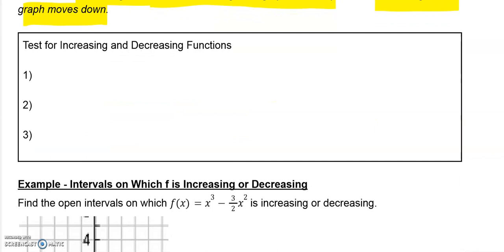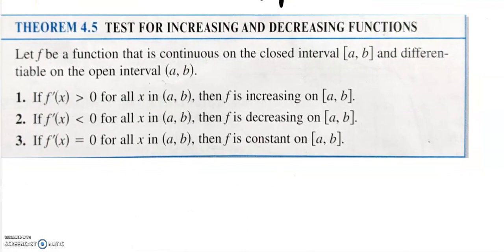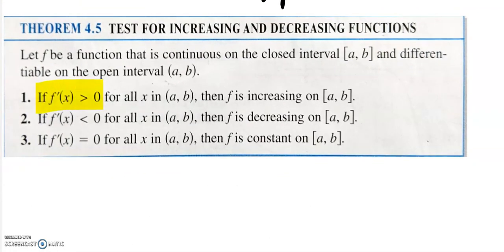Now, looking at the definition for the test that we're going to be doing, if your first derivative is greater than 0, that means your slope's positive, then that implies that it's increasing. If your first derivative is less than 0, that means your slopes are negative, then your function is decreasing. And if your derivative is equal to 0, that means your slope is 0, then it's a constant, right? So it's horizontal. Your tangent is horizontal at that point.